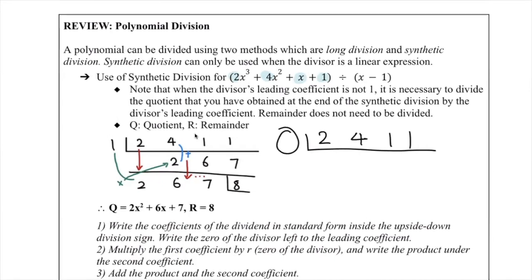Now, here you're gonna write the zero of the divisor. If you think about what the zero is for the divisor, it's 1, because if you were to graph x minus 1, the x-intercept of x minus 1 is 1.